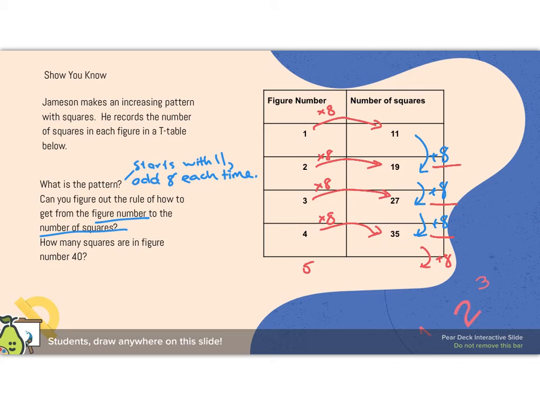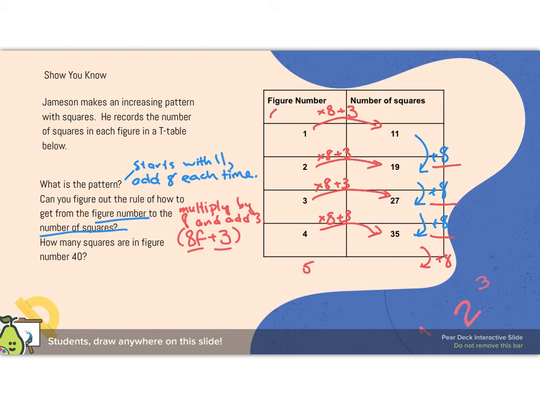So 1 times 8 gets me to 8, and then I just need to add 3 more to get to 11. 2 times 8 is 16, add 3 more to get to 19. 3 times 8 is 24, add 3 more to get to 27. 4 times 8 is 32, add 3 more to get to 35. So the rule of how to get from the figure number to the number of squares: multiply by 8 and add 3. Or I could say it is 8f plus 3. So 8 times a figure number plus 3.